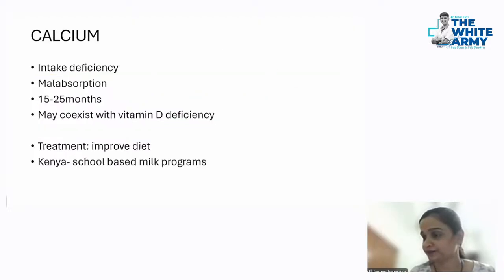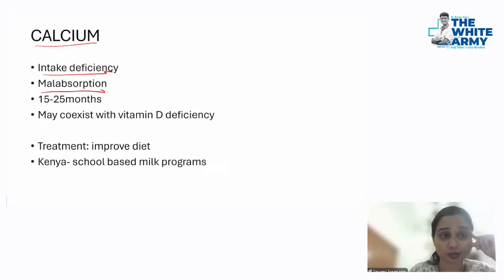Okay. Next, coming to the calcium section. So I showed you the initial classification. Now we are moving on to the calcium section. If calcium deficiency is there, either it is intake deficiency, like in a severe acute malnutrition child, a family where weaning is started very early, or a family where there is no dairy food intake. Or it is malabsorption, like in malabsorption syndrome, celiac disease, cystic fibrosis, all of these. Okay, so these are the most common causes of calcium deficiency.